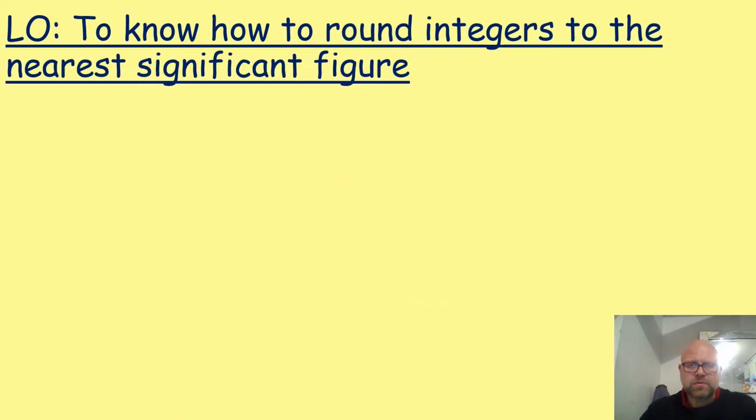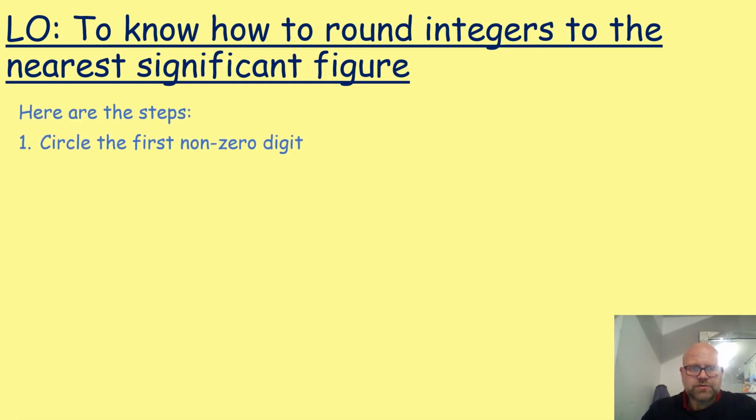Okay, so when we're rounding integers, and in this lesson we're just dealing with integers, remember an integer is a whole number, to the nearest significant figure. First of all, we look at our number and put a circle around the first non-zero digit. If it was 155, we would put a circle around the 1. If it was 0.00321, you would put the circle around the 3. If you remember from last lesson, the previous 2 zeros wouldn't count.